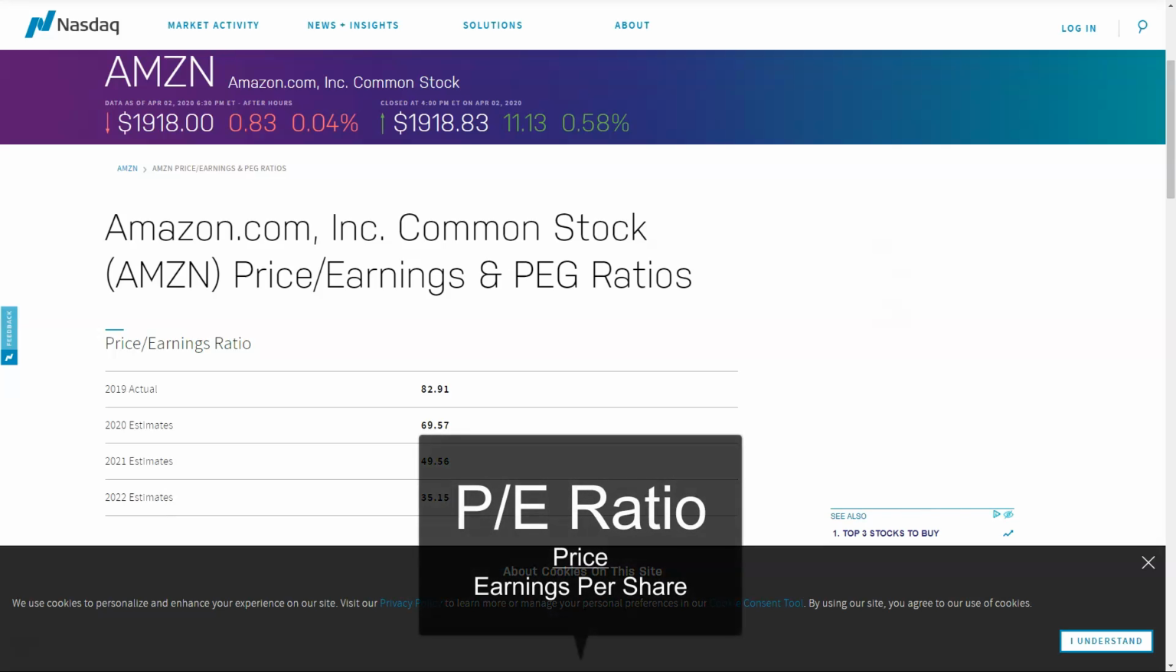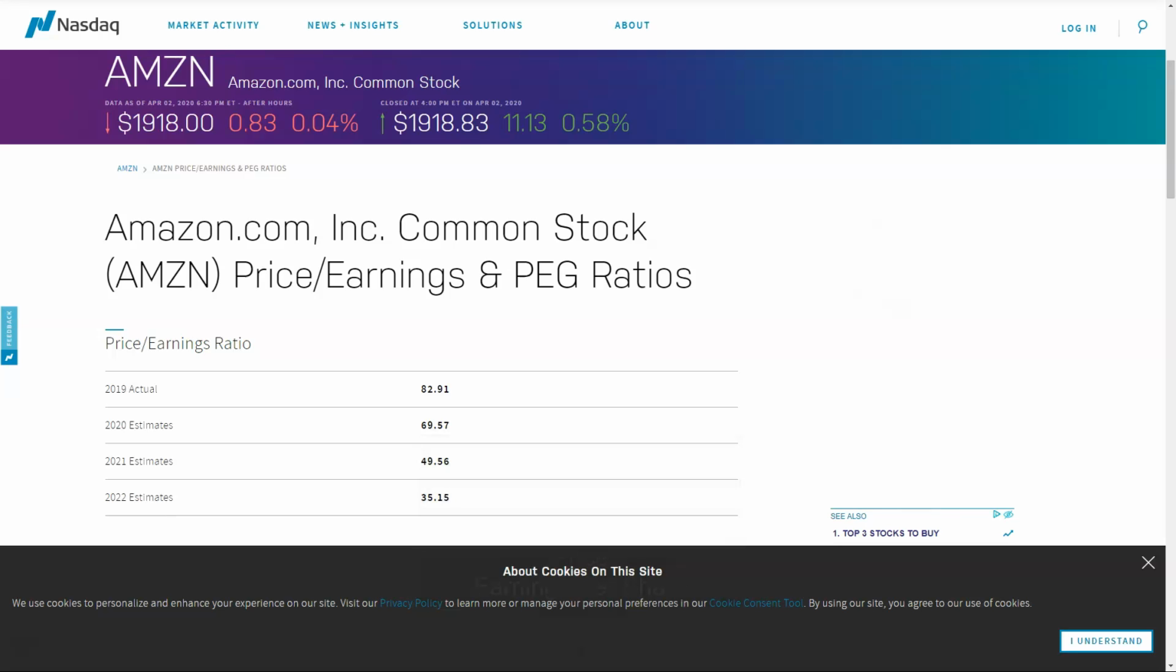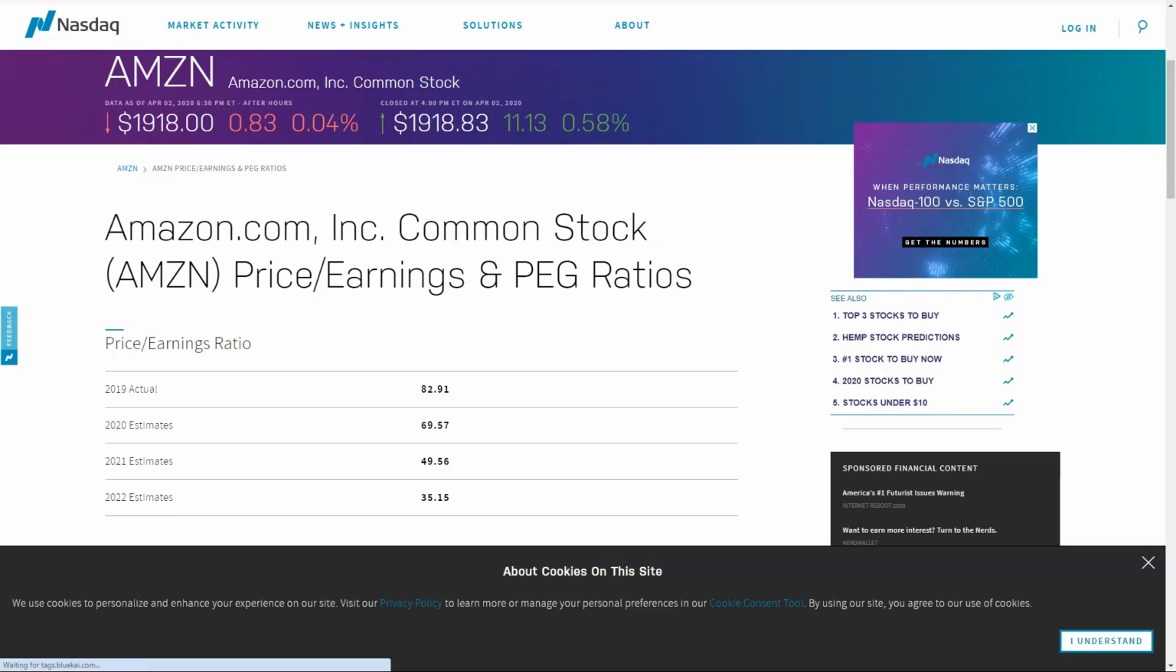Finally, let's talk about Amazon's PE ratio or price earnings ratio. Once again, this is an extra credit assignment. What we do is take the current price for the day, which in this example would be 1918, and then the earnings per share. I believe there are about 498 million shares of Amazon common stock outstanding today. So we take the price and determine earnings per share, and we get a PE ratio.